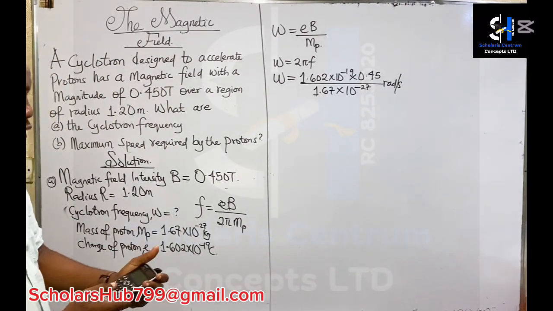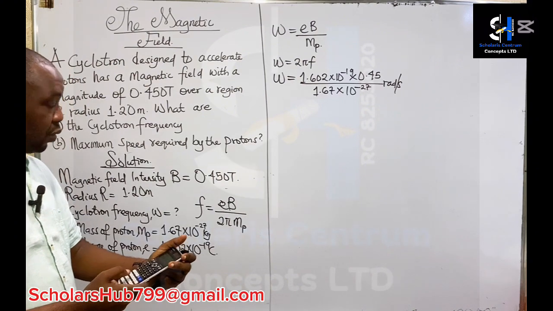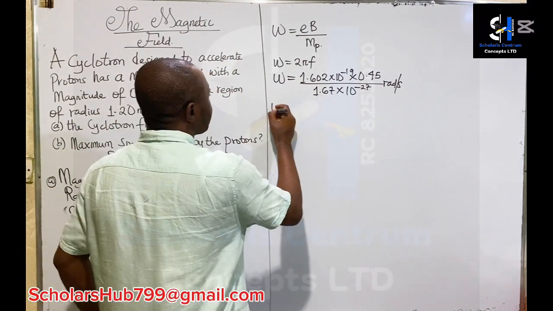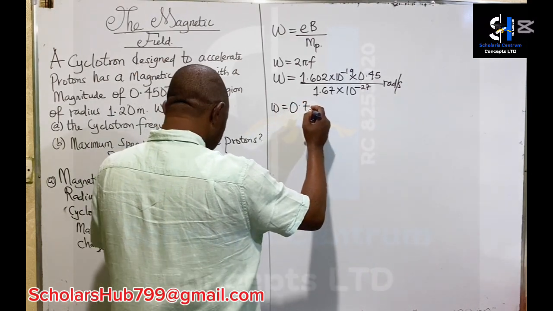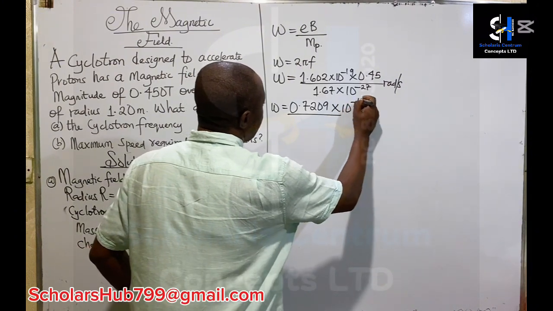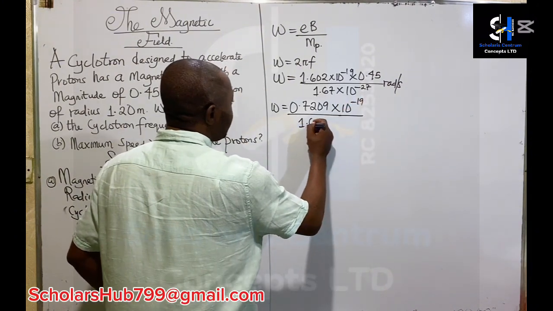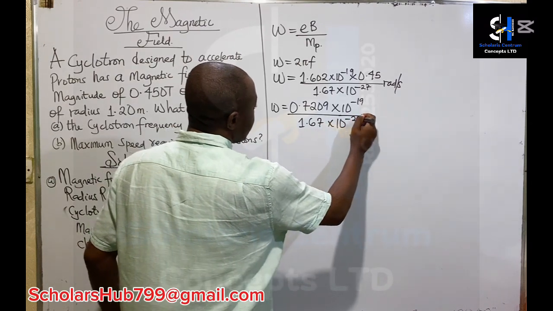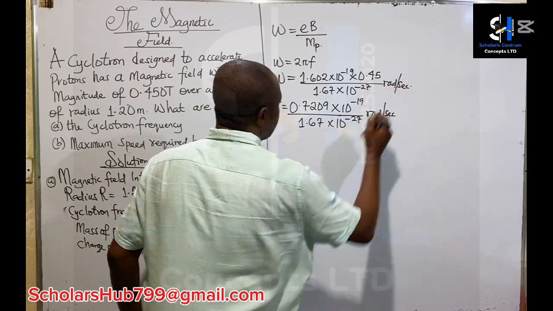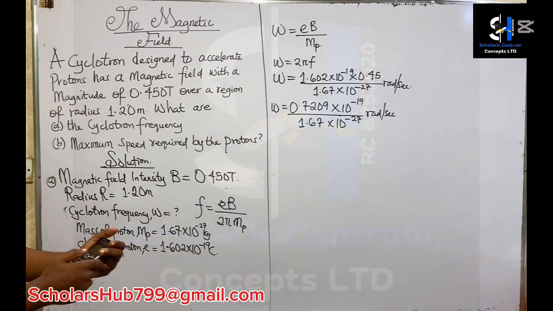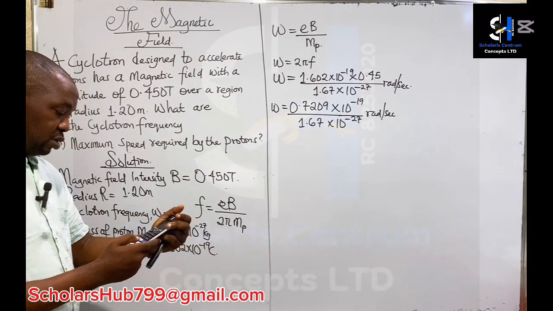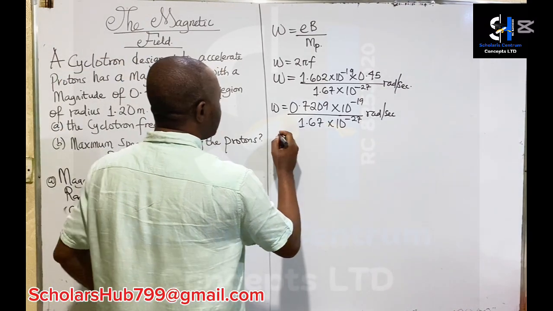So now let's multiply the numerator, 1.602 multiplied by 0.45. This will be 0.7209 times 10 raised to the power of minus 19. Then divide by 1.67 times 10 raised to the power of minus 27. This will be in radians per second. Let's divide this value by 1.67, and that will be 0.431.